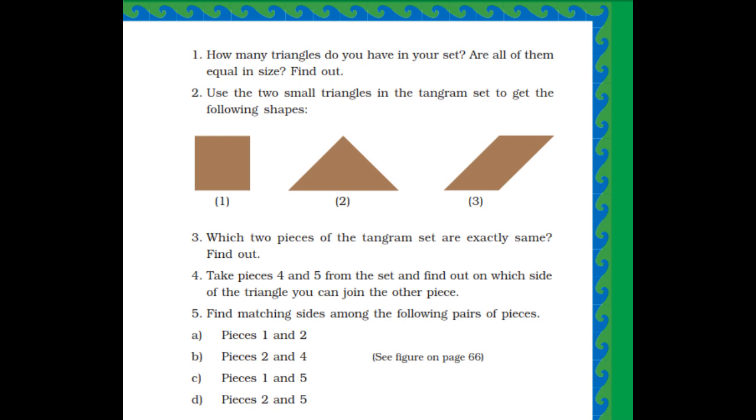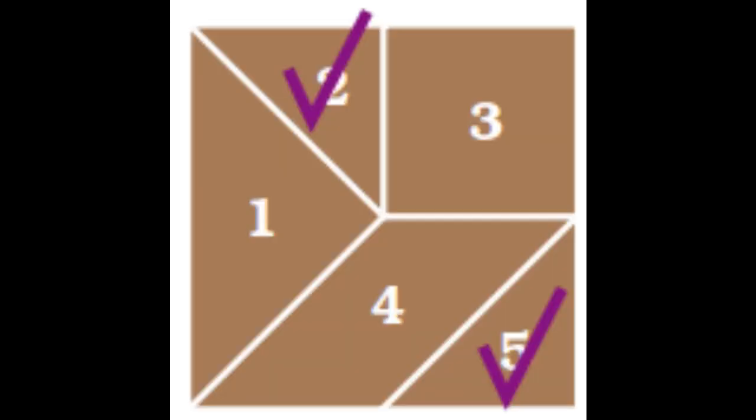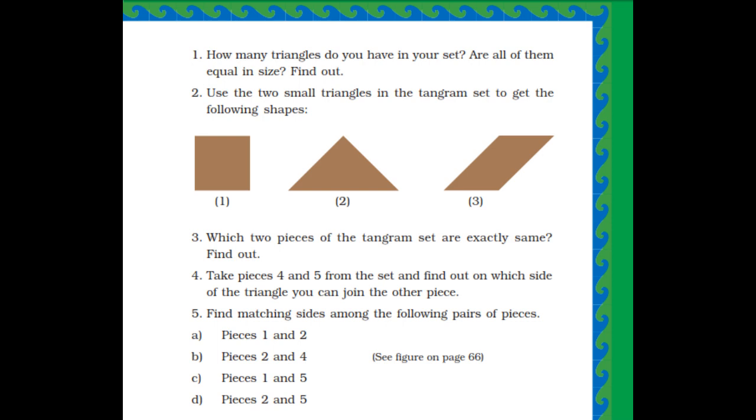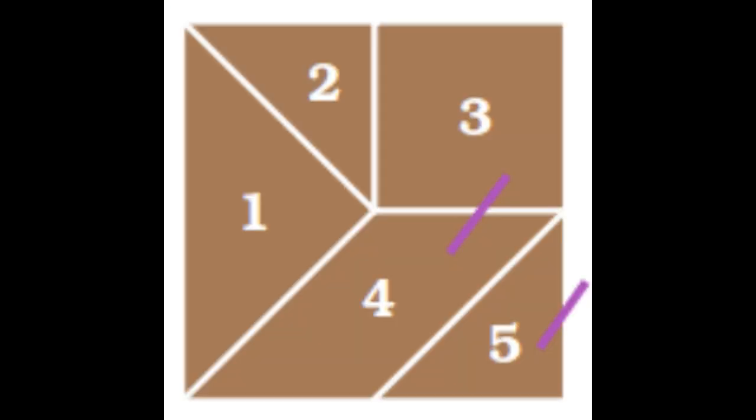Third one, which 2 pieces of the Tangram set are exactly same? Find out. Now triangles 2 and 5 are exactly same. Take pieces 4 and 5 from the set and find out on which side of the triangle you can join the other piece. Now you have to see which sides are same. Now this side of 4 and this side of 5 are same. So we can join them.